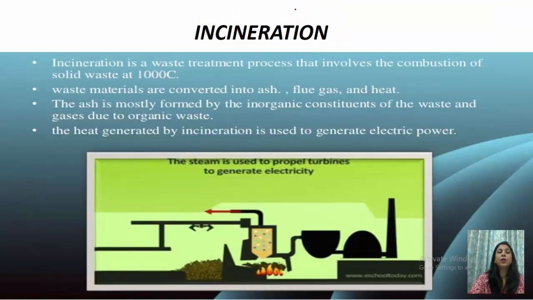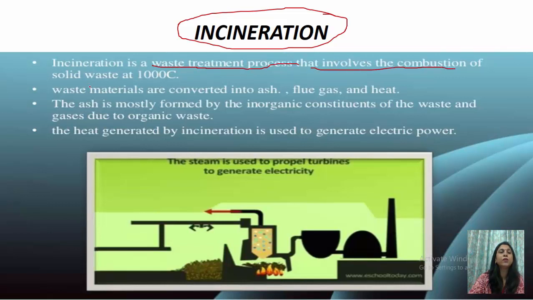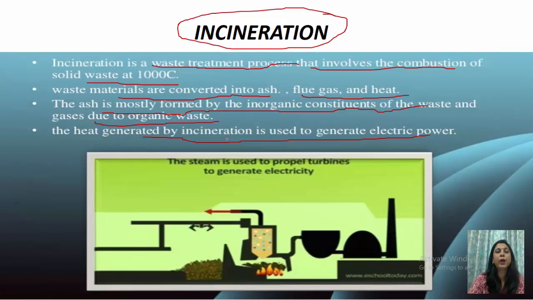Now, the next way or the method of waste disposal is incineration. Incineration means burning to ash. It is a waste treatment process that involves the combustion of solid waste at 1000 degrees Celsius. Means it is such a high temperature. The waste is burnt in furnace. Waste materials are converted into ash, flue gas, and heat. The ash is mostly formed by the inorganic constituent of the waste and gases due to organic waste. The heat generated by incineration is used to generate electric power.